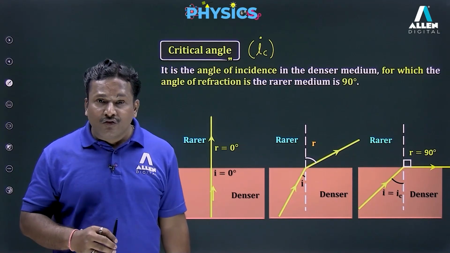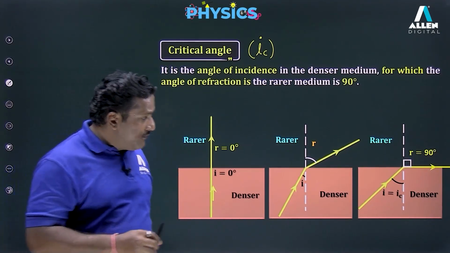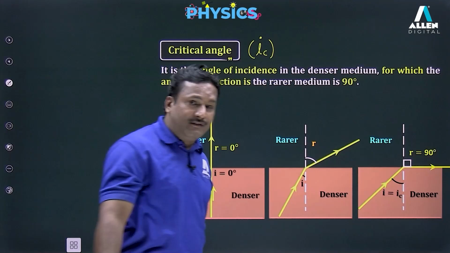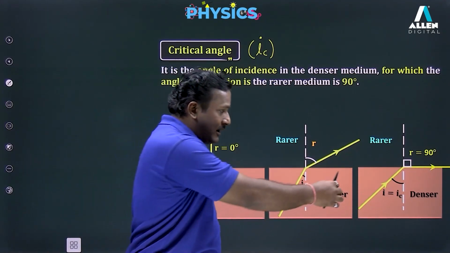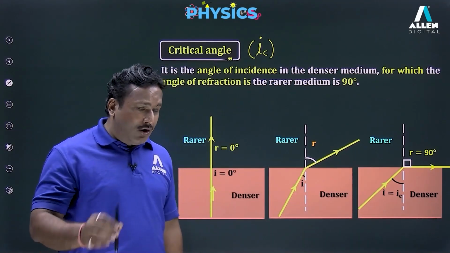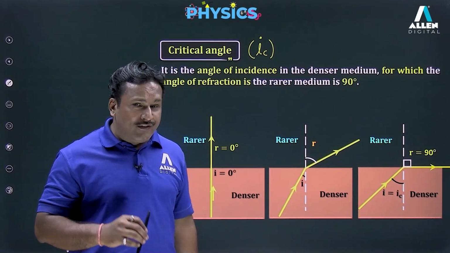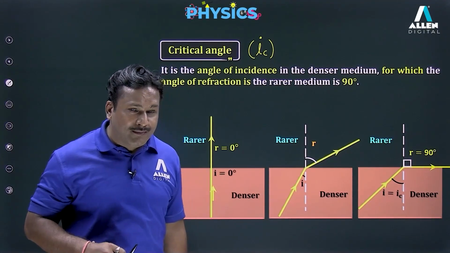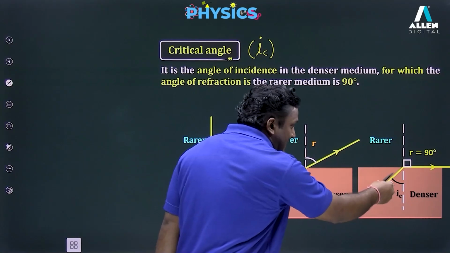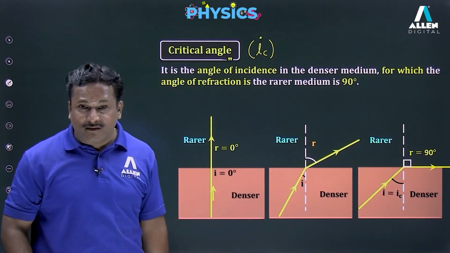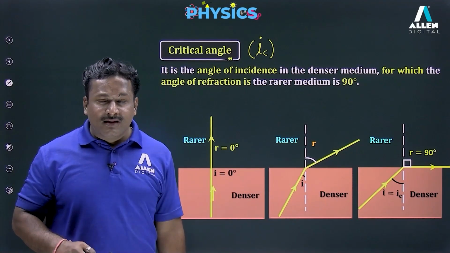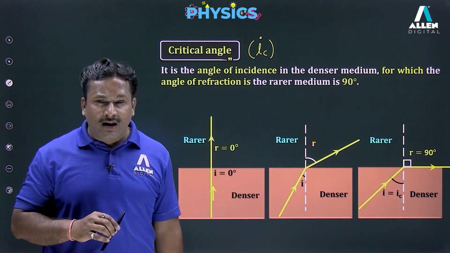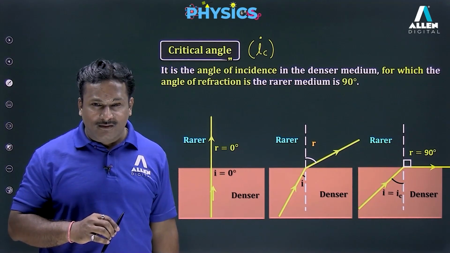Clear with the things? Now if I further increase the angle of incidence, which I was increasing continuously, after reaching the value at which the angle of refraction became 90 degrees, what will take place? In this case, total internal reflection will take place.